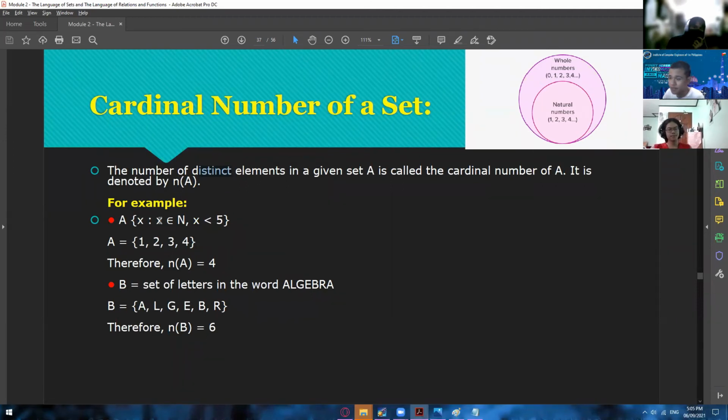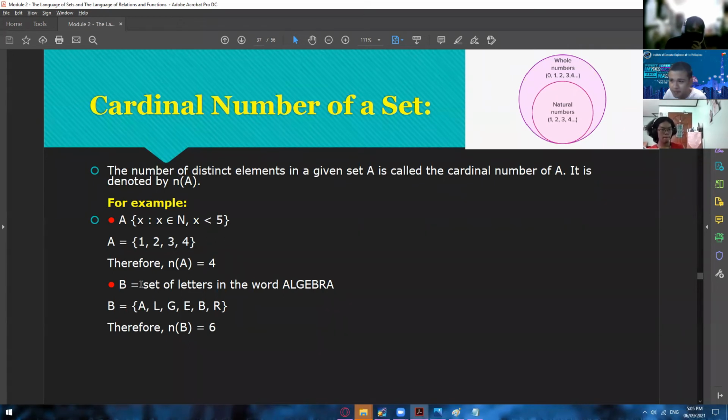Okay, so for example, we have this one, x is an element of N, and x is less than 5. So again, in natural numbers, we only have 1 and above, so 1, 2, 3, 4. So in here, we have 1, 2, 3, and then 4. Okay, so if you are going to count the distinct elements inside of the set A, we only have 4. So are we clear so far? So the cardinal number is equal to the count of elements of that set. So did you guys get the idea so far?